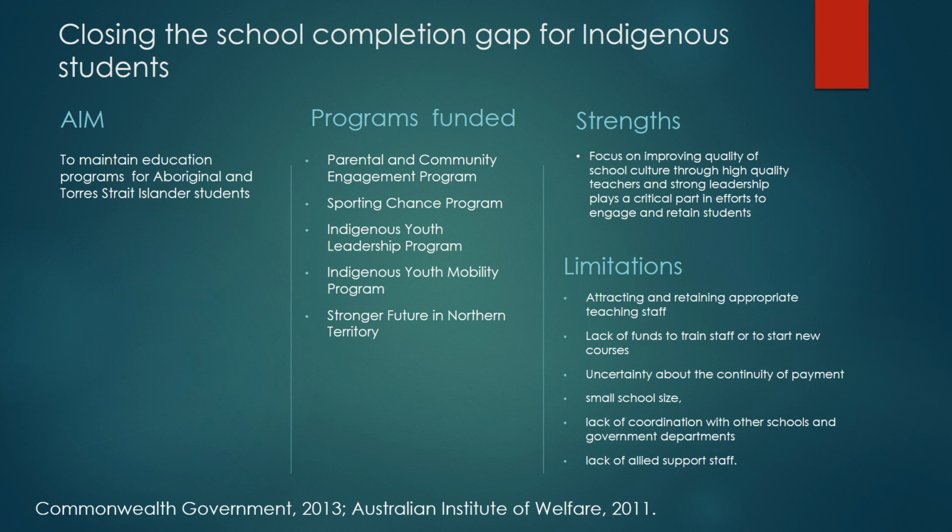The strengths of these programs are that they are focused on improving the quality of school culture through high quality teachers and strong leadership, which play a critical part in efforts to engage and retain students. The limitations of these programs are that it is difficult to retain appropriate teaching staff in rural and remote locations. There is a lack of funding to train staff and to start new courses, and there is uncertainty about the continuity of payment for ongoing courses. The smaller school sizes limit the breadth of the subject offerings. There is a lack of applied support staff and lack of coordination with other school staff and government departments.